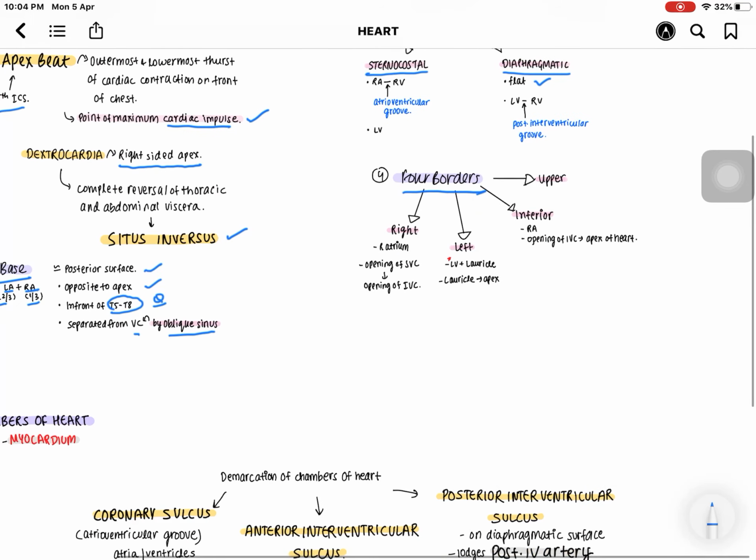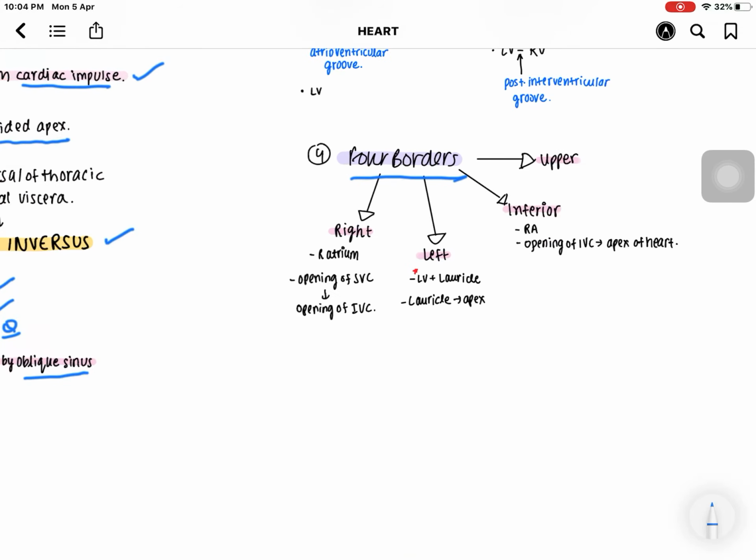Coming to the 4 borders of the heart, they are right, left, inferior and upper borders. These are individual MCQs that can be asked. The right border of the heart is formed by the right atrium, opening of the superior vena cava, and opening of the inferior vena cava. The left border is formed by the left ventricle and left auricle down to the apex. The inferior border is formed by the right atrium, opening of the inferior vena cava, and the apex of the heart.